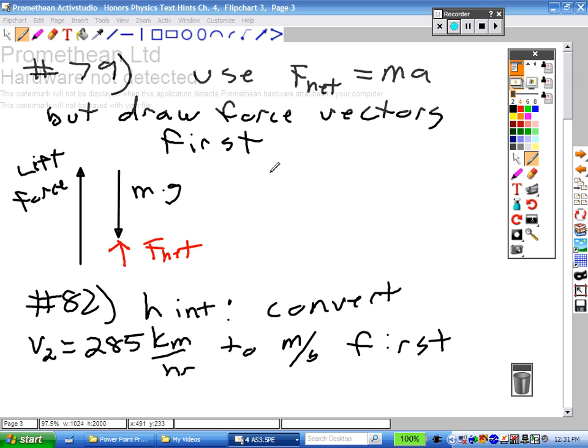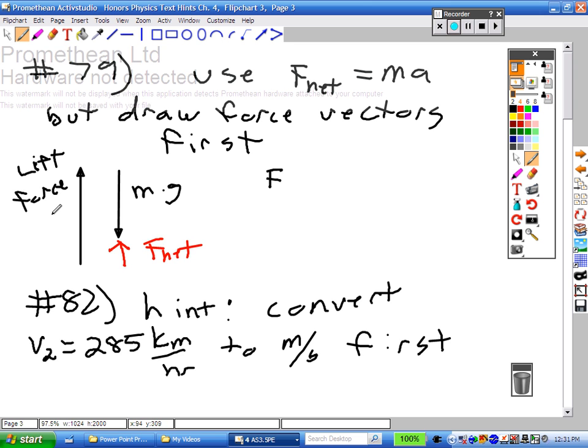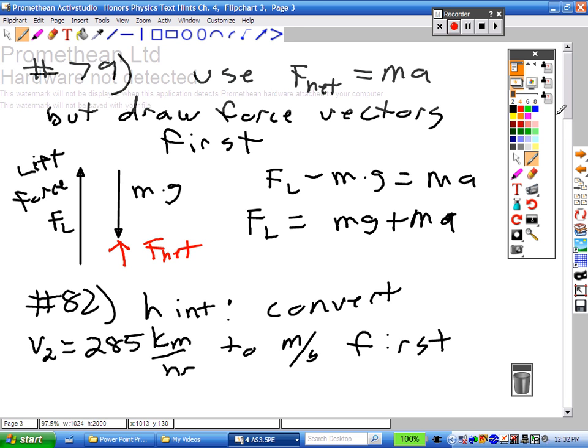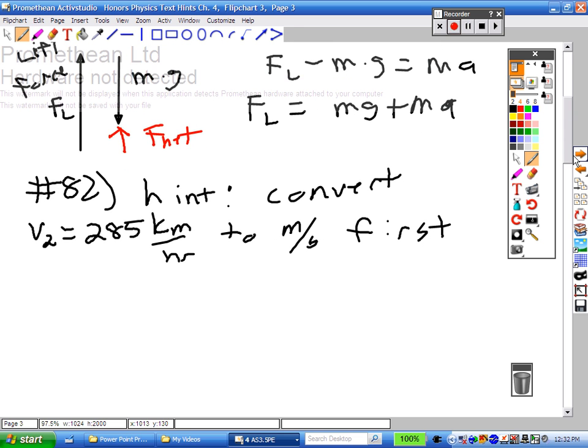So when you do that for the net force equals ma, then you're ready at that point to say the lift force, let's call that one F sub L, minus gravity, because it's opposing it. Even though we're adding them, we're subtracting because it's opposing it, equals ma. And so the lift force, like the rocket force that we talked about, is equal to the sum of mg plus ma. That should help you on that question.